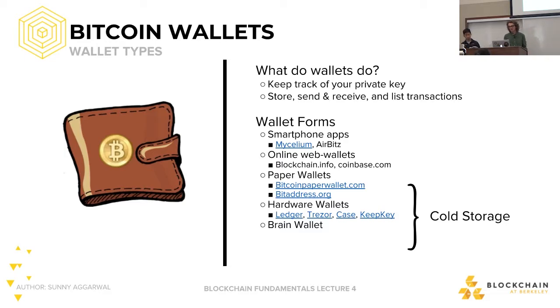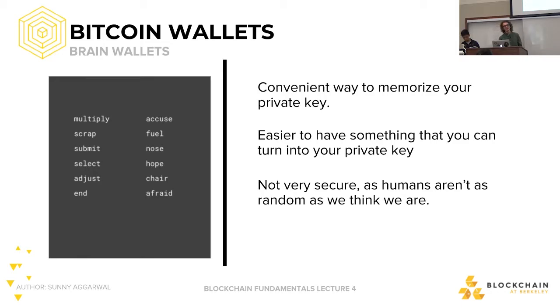Oh, okay. So a brain wallet, it's actually a very interesting topic, and I believe the next slide is all about it. So the way that a brain wallet works is you take a series of words or characters or numbers, anything that you can easily remember, and then you take the SHA-256 hash of it, and you use that as your private key. Now, there are some issues with this in that humans are fallible.